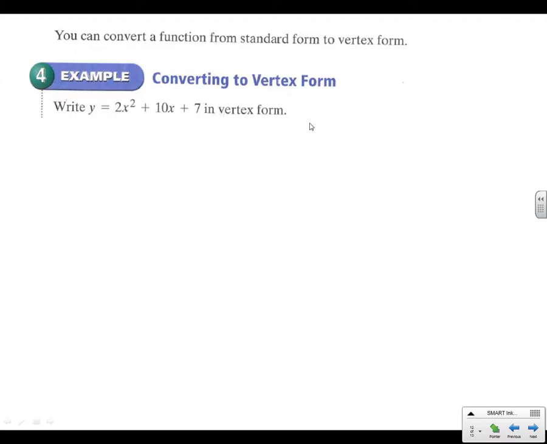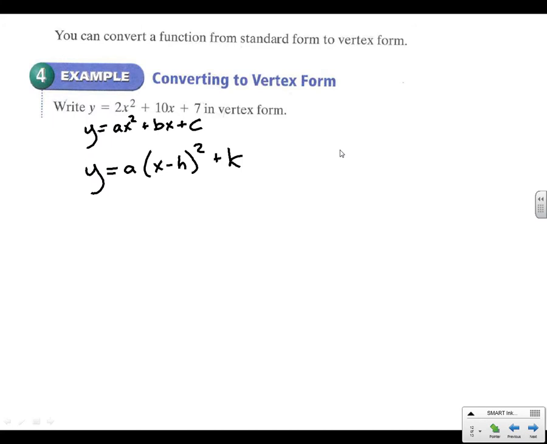All right, lastly, let's convert to vertex form. They're going to give us this, and this is called standard form. Remember, this is ax squared plus bx plus c. Let me write that underneath there. Standard form is y equals ax squared plus bx plus c. We want to convert this into our vertex form, y equals a(x minus h) squared plus k. So let's go ahead and see if we can do that.